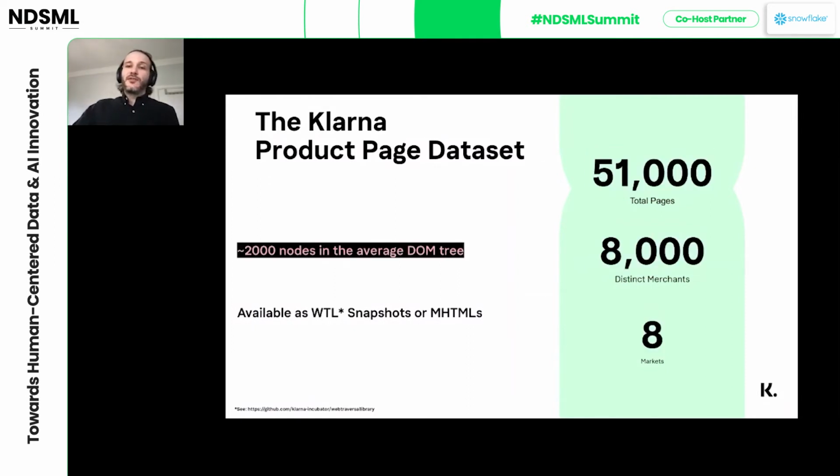The median size of DOM trees in this dataset is around 2,000 elements. These are snapshots of real-world pages, so are therefore complex enough to reflect real-world performance, therefore satisfying our complexity requirement as well. You can download the dataset in 2 possible formats, as web traversal library snapshots or MHTMLs.